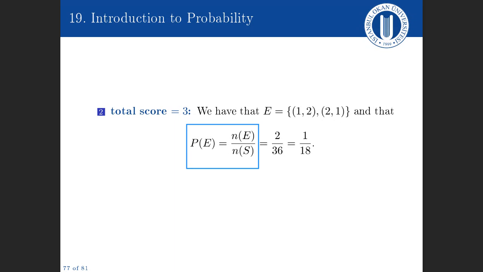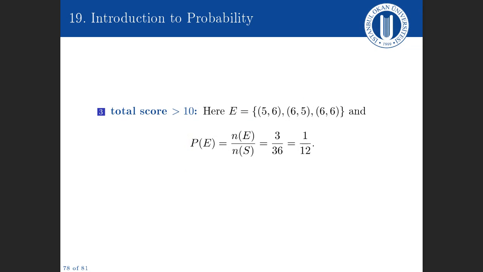What is the probability of getting a total score of 3? We could have either (1,2), or we could have (2,1). There's 2 elements in here. So we're going to be doing 2 divided by 36.